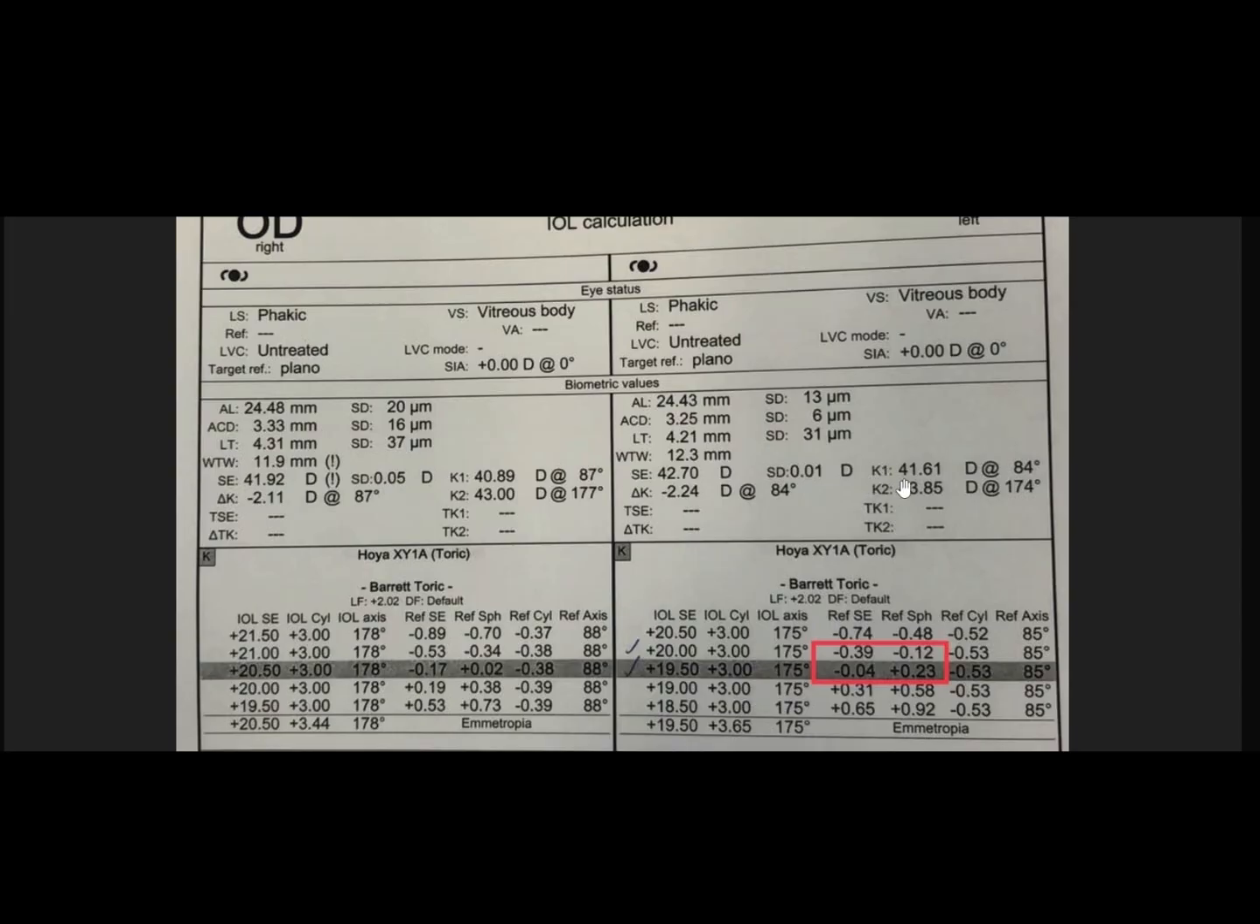Now let's take 41.61, the flat K, and the steep K over here is 43.85. Whichever is higher in dioptric form, that's actually the steep meridian, and the steep meridian axis is here at 174 degrees. The flat meridian is 41.61 at 84 degrees, right? So it is a regular astigmatism, and the meridians are always 90 degrees away from each other.